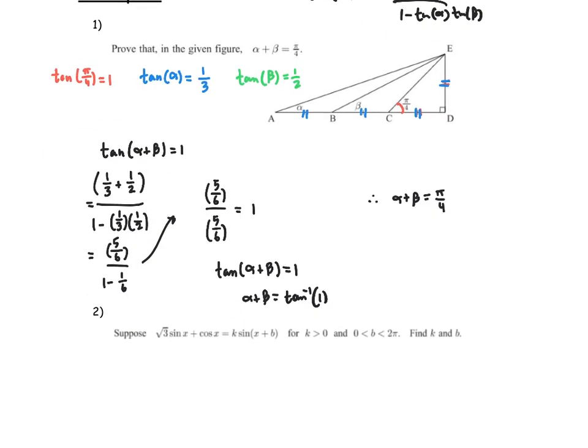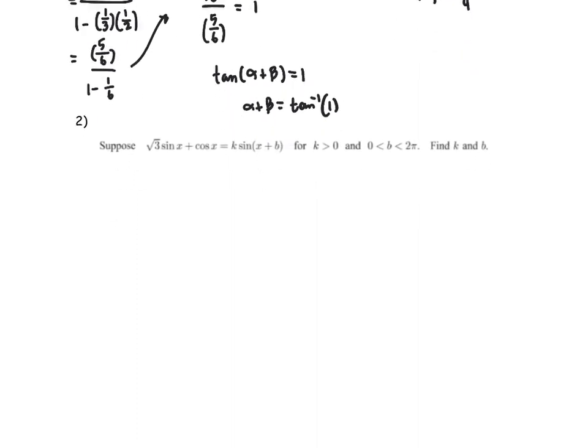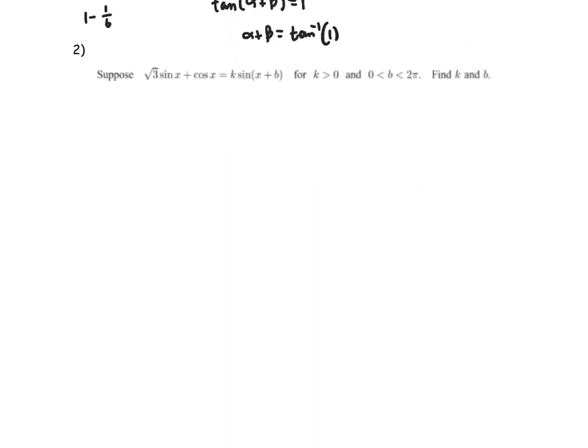Let's use a different identity in number 2. It's an interesting question. Suppose that the square root of 3 times sine x plus cosine x is equal to k sine of x plus b, for k greater than 0 and b between 0 and 2 pi. Find the values of k and b. Okay, so this is a unique problem. It'll typically come up on a paper 1, no calculator paper. But I'm going to expand this right side, at least partially.